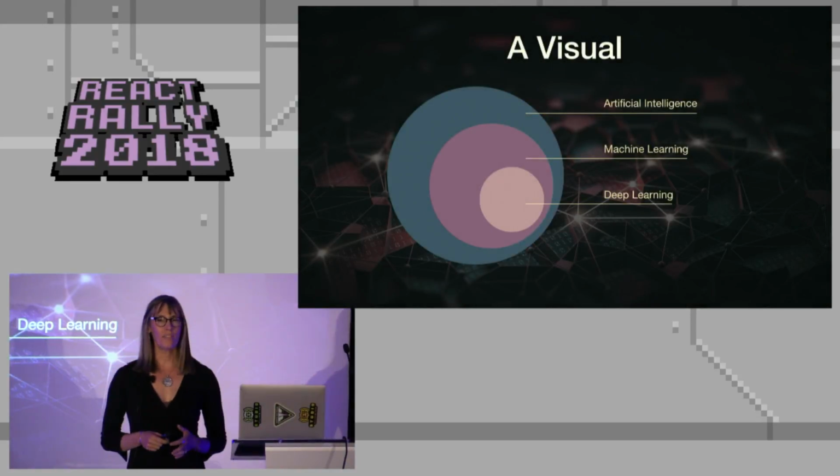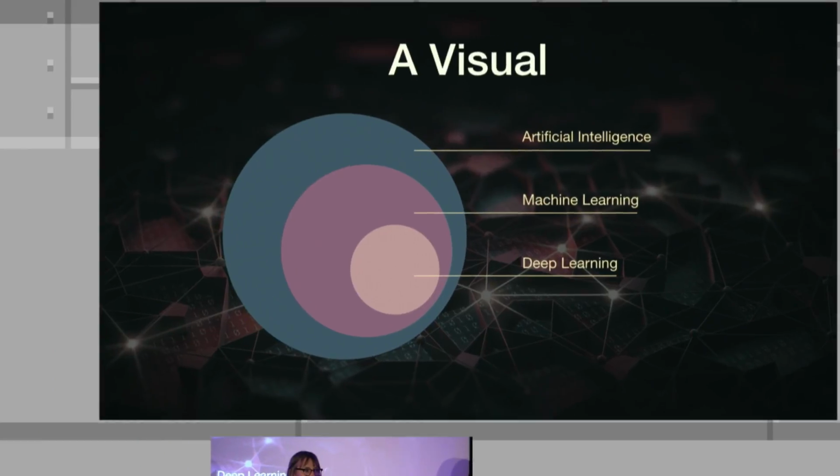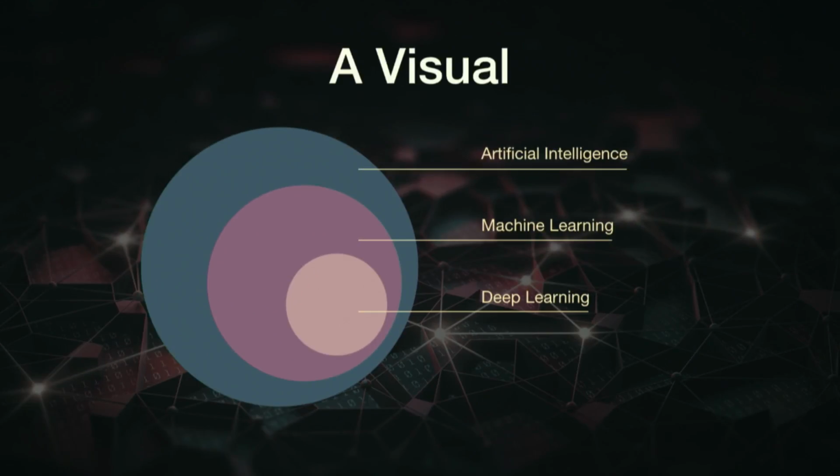It's a blanket term for a lot of different things. Within that umbrella of AI, you have machine learning, deep learning, convolutional neural networks, and all kinds of other things that are really hard to say and even harder to describe.